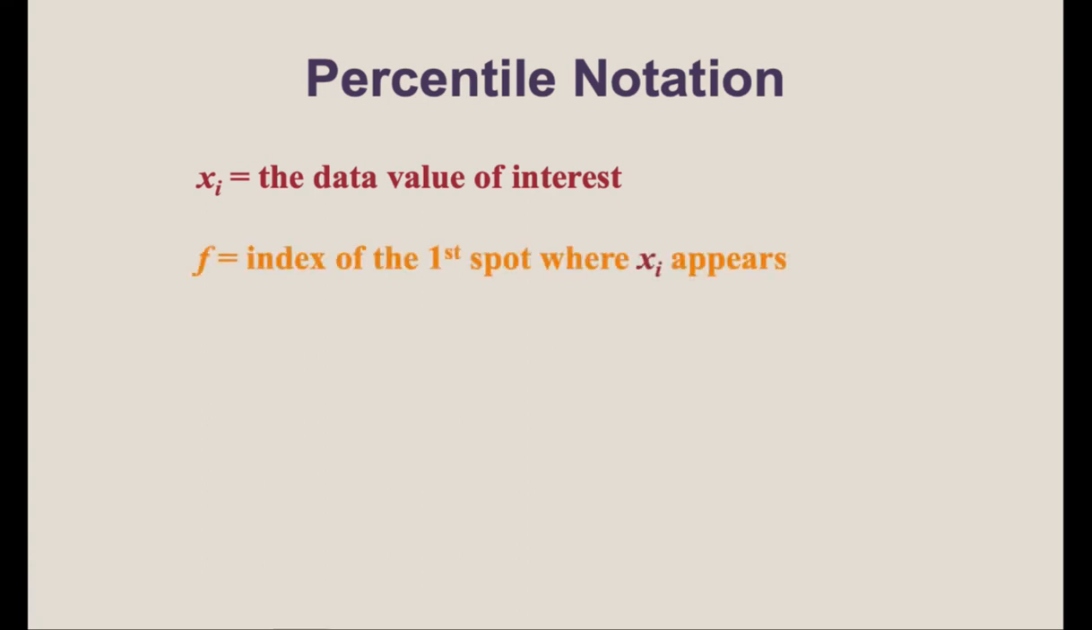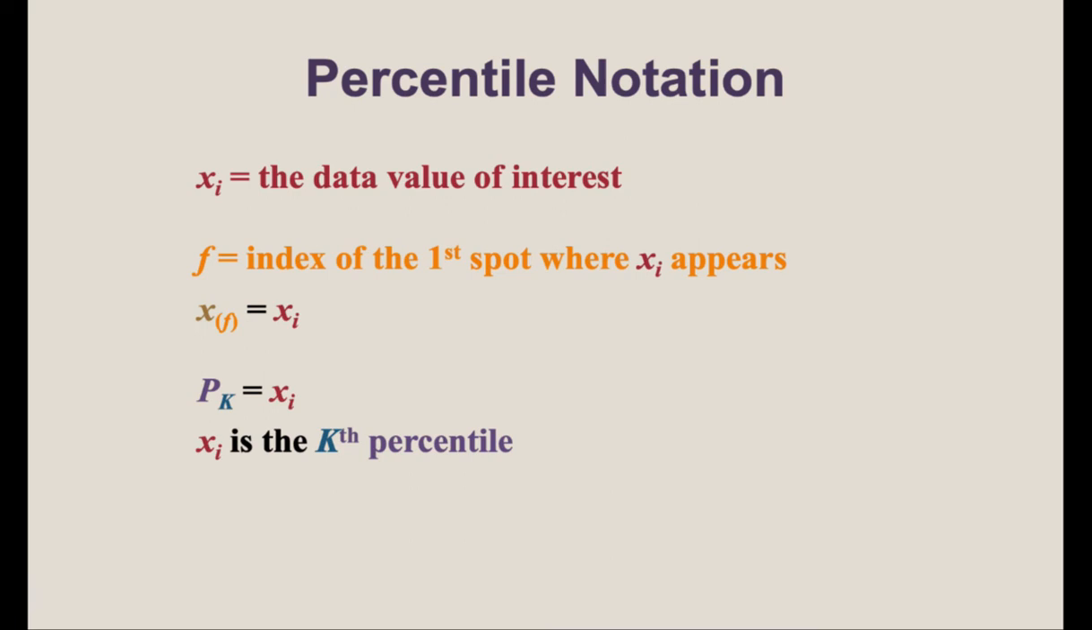Before we summarize the protocol, we will clarify the notation we are using. X sub i is the data value of interest, any value from the data set, not necessarily sorted. F is the index of the first spot where this value appears in the data set. Using our sorted data index notation, we could write X sub paren F equals X sub i. K is the percent of the data from F and below. We write the percentile as P sub K.